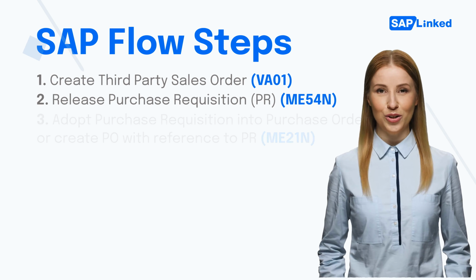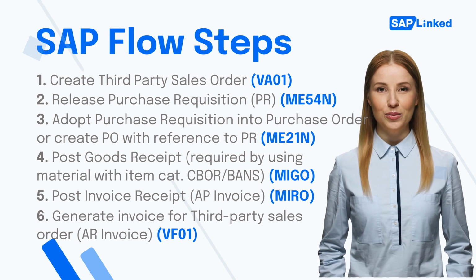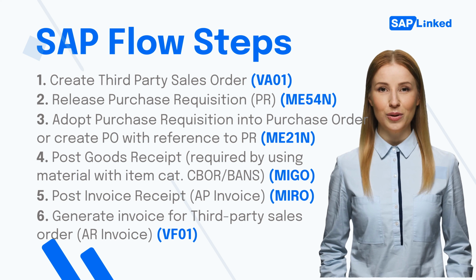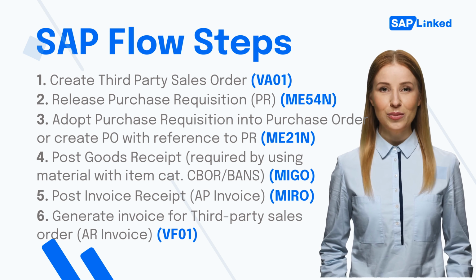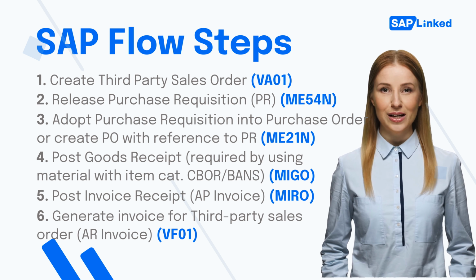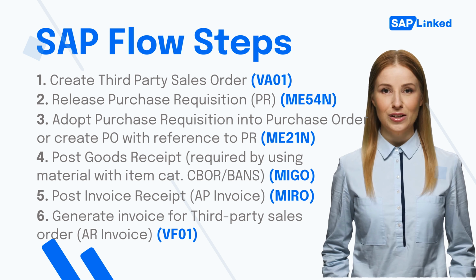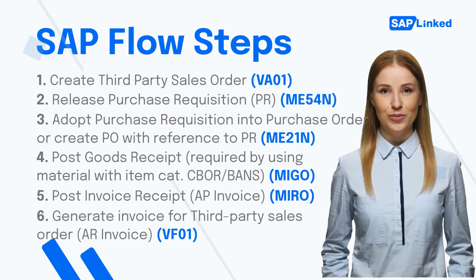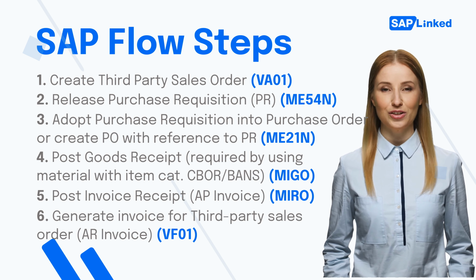SAP flow steps are: 1. Create third-party sales order. 2. Release purchase requisition, PR. 3. Adopt purchase requisition into purchase order, or create PO with reference to PR. 4. Post goods receipt. 5. Post invoice received, AP invoice. 6. Generate invoice for third-party sales order, AR invoice. Let's learn each of the mentioned flow steps in brief in the next slides.